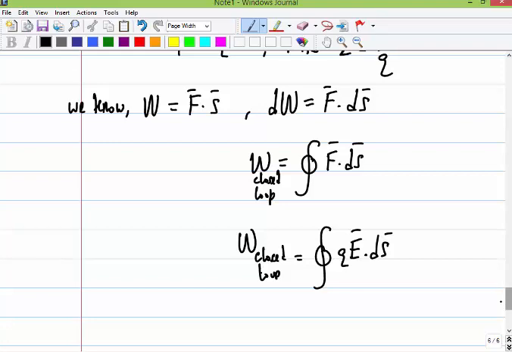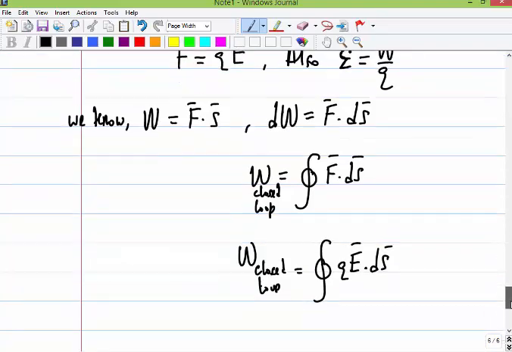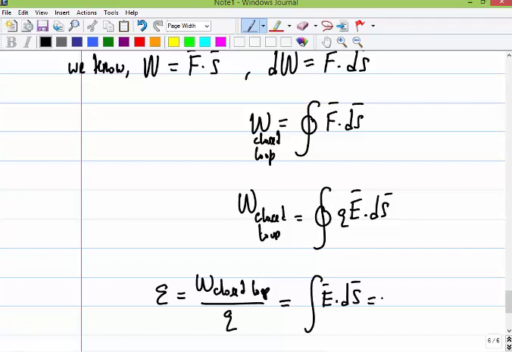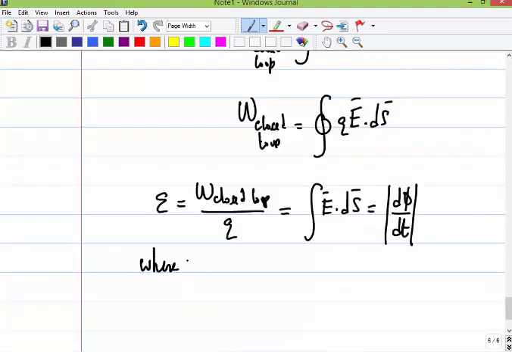And so from there, we can say that using the EMF definition, EMF is equal to the work in the closed loop over the charge Q. So if you write it that way, then we can say EMF is equal to the integral of E dot ds, which can then be written as the absolute value of dΦ/dt from Faraday's law, where we note that Φ is equal to B times A.